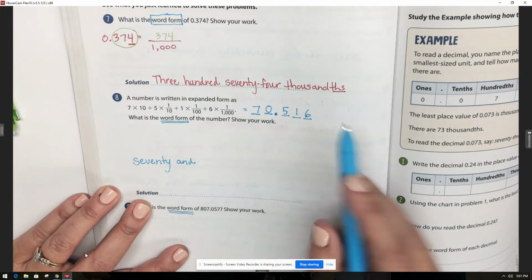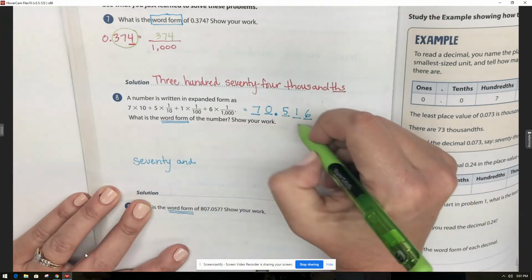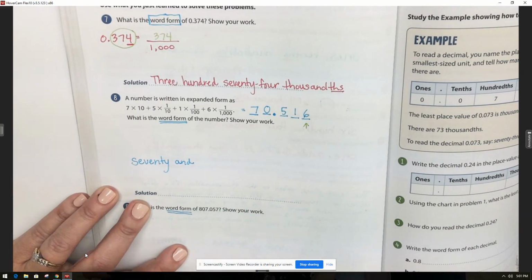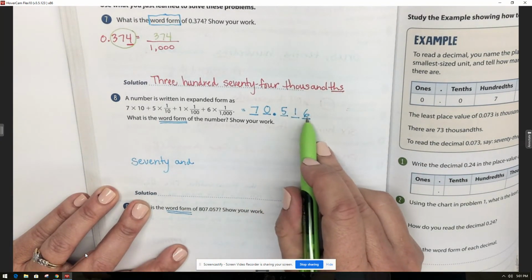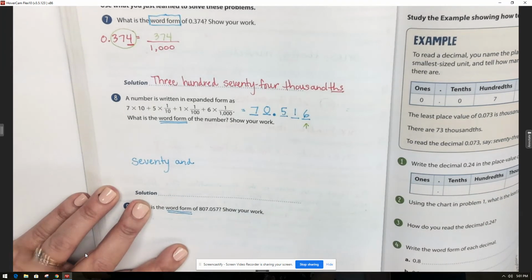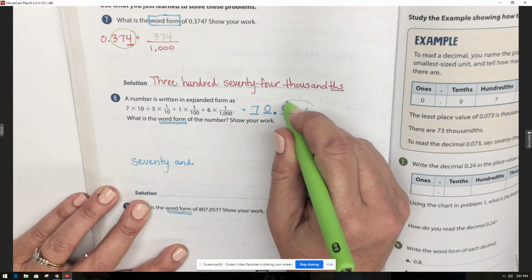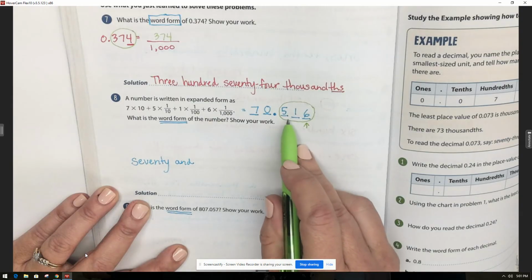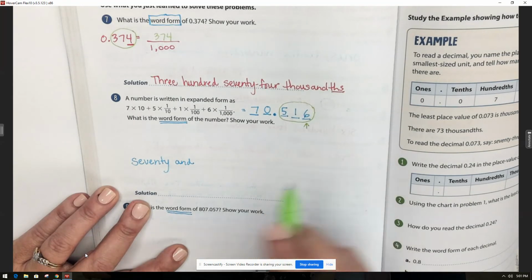Now, again, we have to do the same thing. We need to look at the least place value. In this case, again, it is tenths, hundredths, thousandths. So we know it's going to be in thousandths. And then we're going to see how many of those thousandths we have all together. And in this case, we have 516.